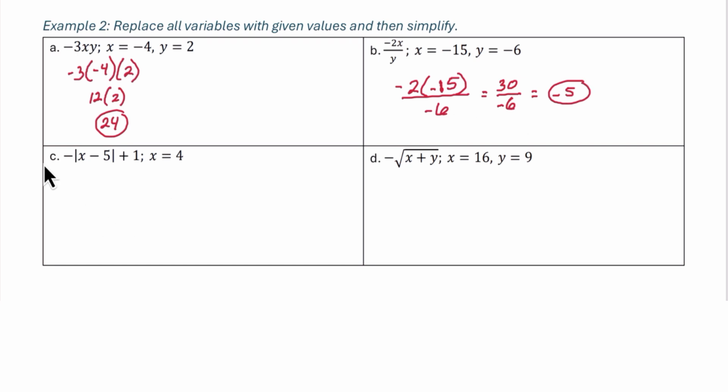In part C, negative absolute value, replace x with 4. Then we'll copy the negative 5 plus 1. Treat the absolute value here as a grouping symbol. So we want to simplify inside first. 4 minus 5 is negative 1. So we have negative absolute value of negative 1 plus 1. Remember, the absolute value is going to make that negative 1 positive, but we have a negative on the outside, which means we have negative 1 plus 1, which is 0.